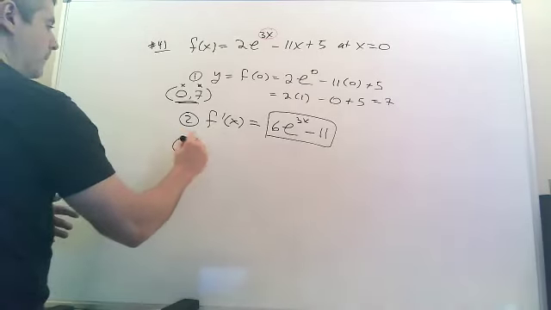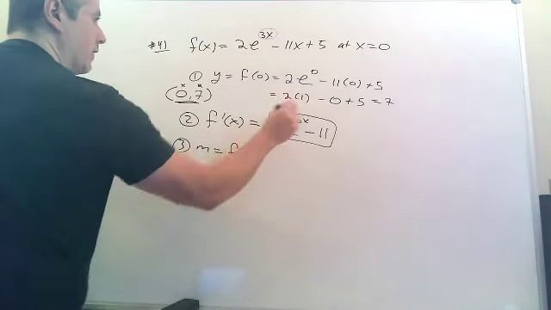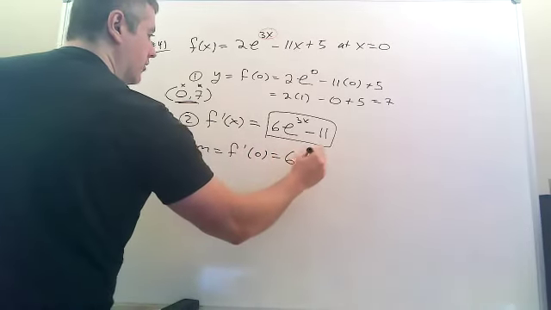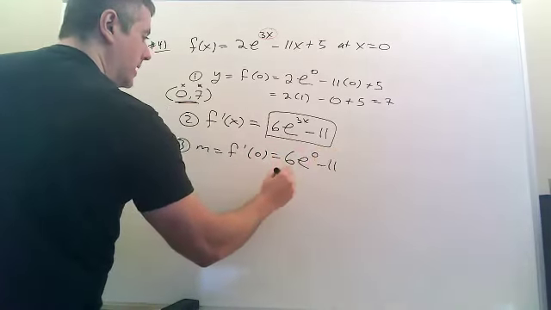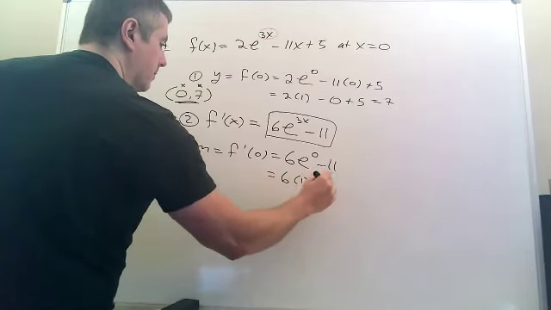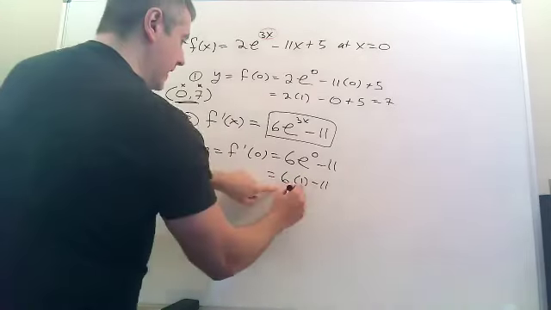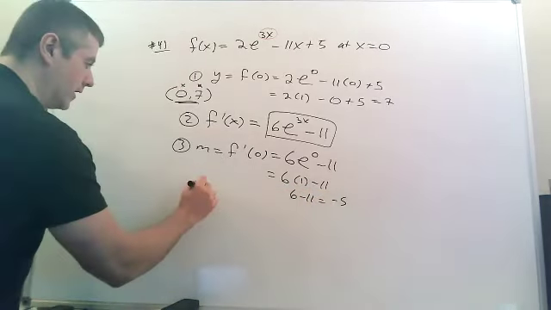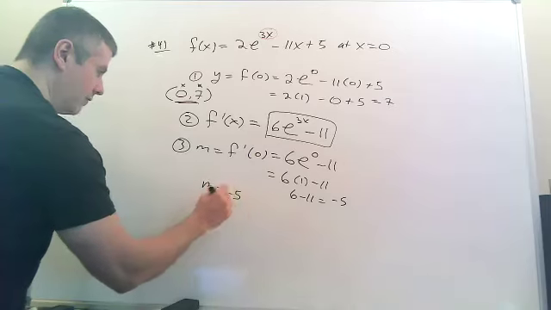Now I need my m. I'm going to take my derivative and I'm going to plug in 0. So again, e to the 0. But e to the 0 is 1. So be careful. Watch your signs. That's 6 times 1 minus 11. That's negative 5. So that means my m is negative 5.